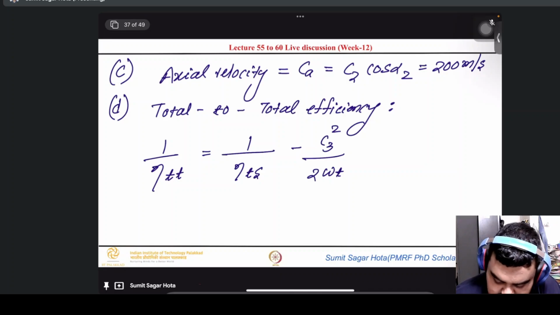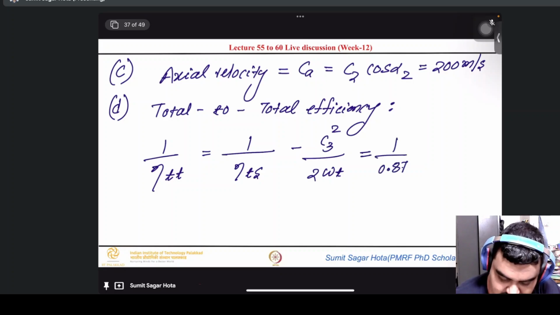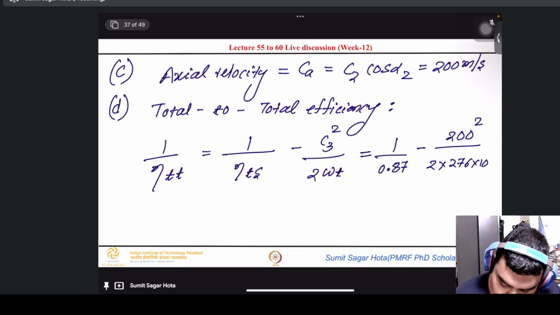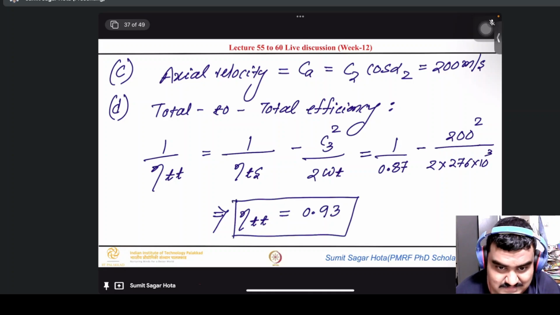So next, substitute the values. 1.1 by 0.87 minus 200 square divided by 2 into 276 into 10 to the power 3. So the total efficiency is 0.93. This is your answer.